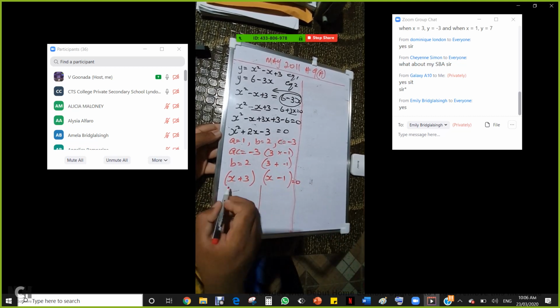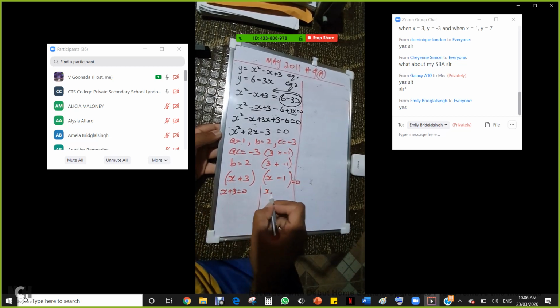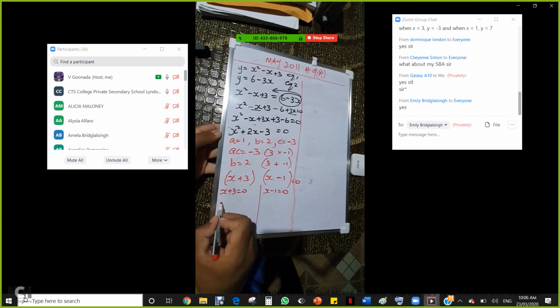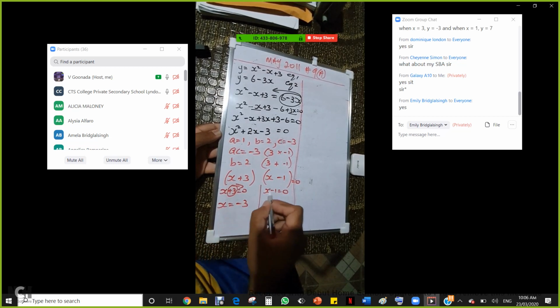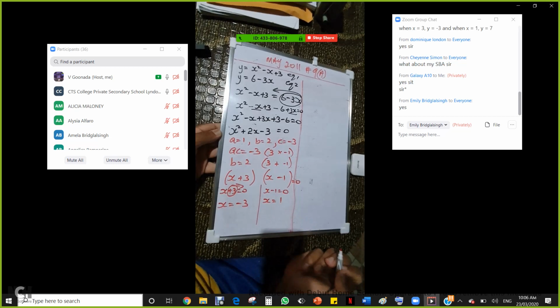So now we can split this in two. x plus 3 equals to 0. x minus 1 equal to 0. So we carry this across. So x is equal to negative 3. And we carry that 1 across. So x is therefore equal to positive 1.